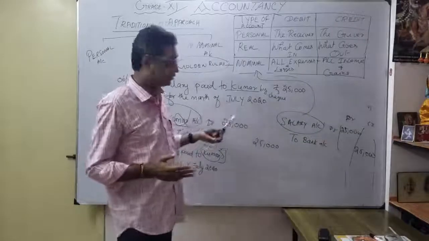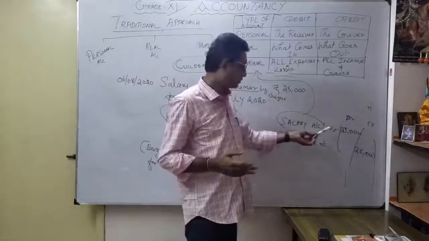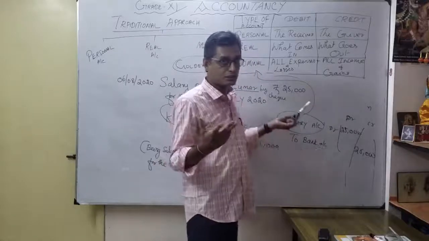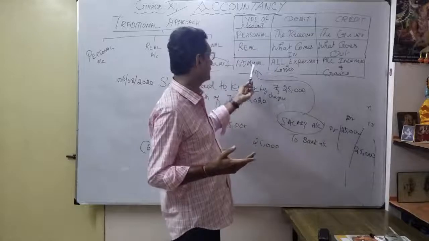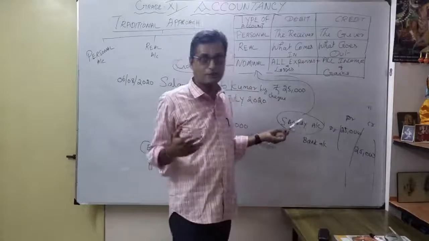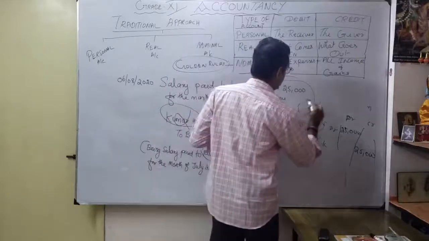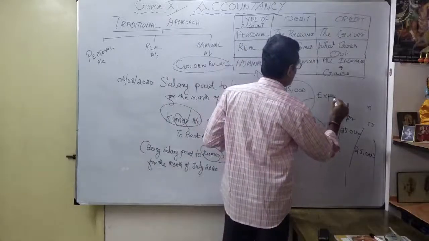The Kumar. So what you have to put? Salary account debit 25,000 to bank. Why bank? Through cheque, not in cash. So why am I putting salary account? Because it comes under nominal account. So why am I putting debit? Because you debit all expenses and losses. The salary is an expense from the company's point of view.